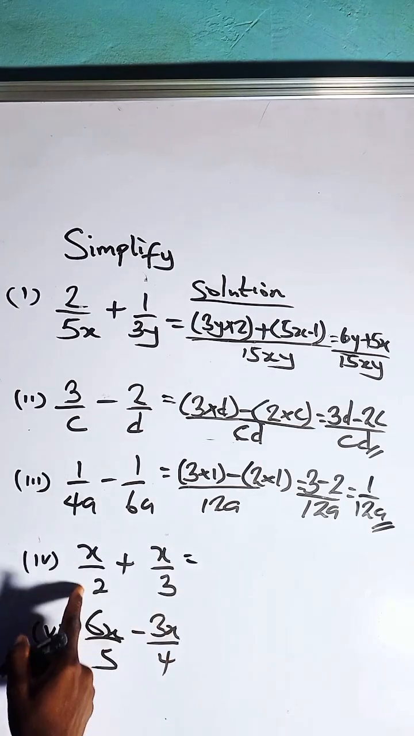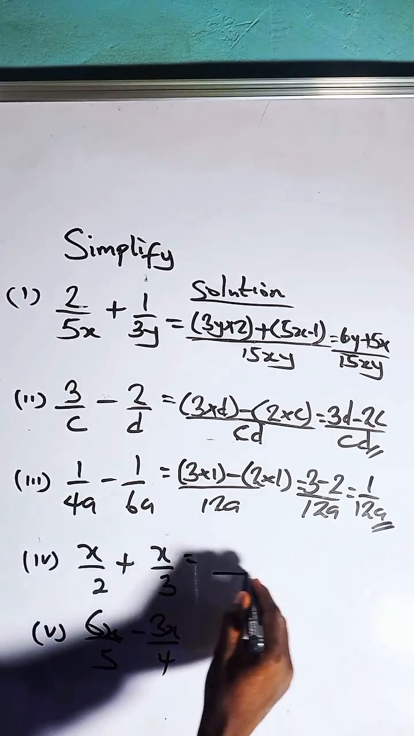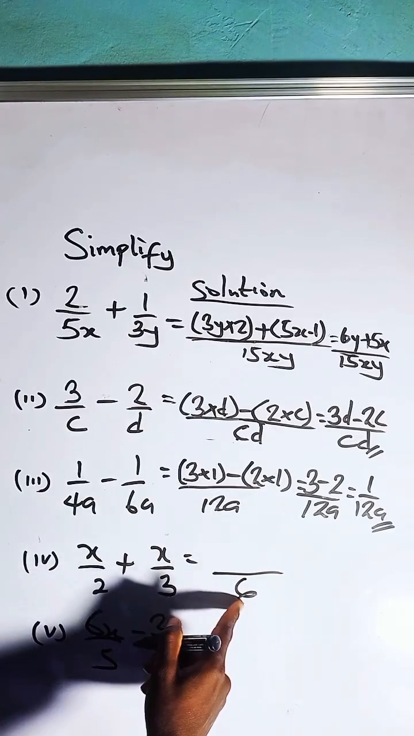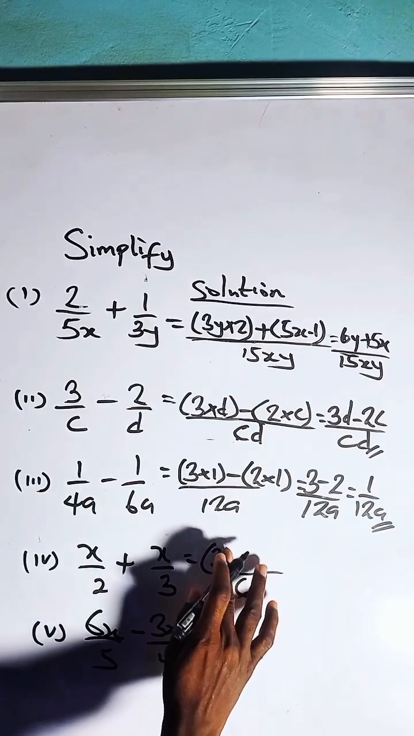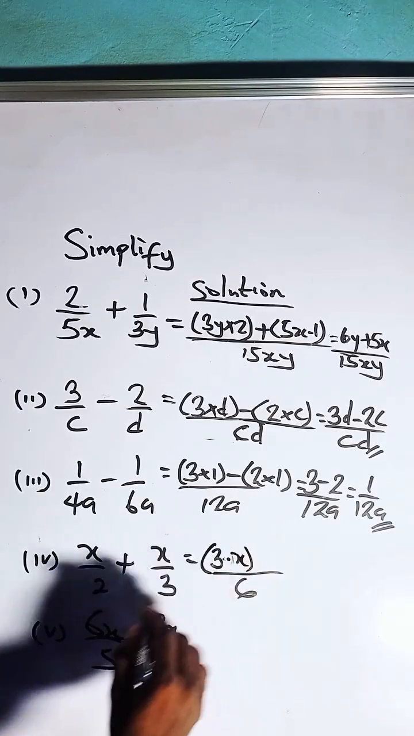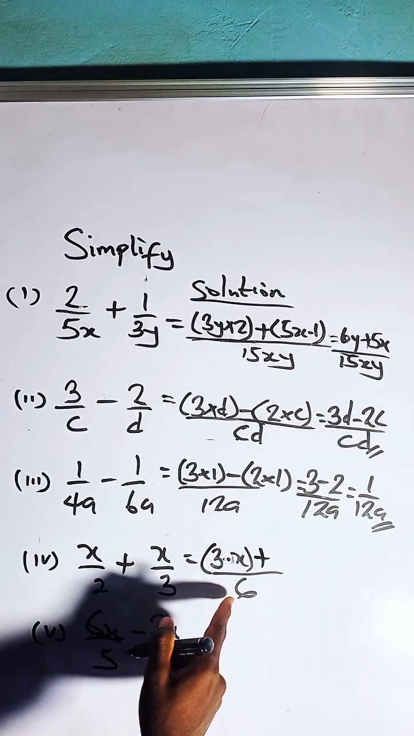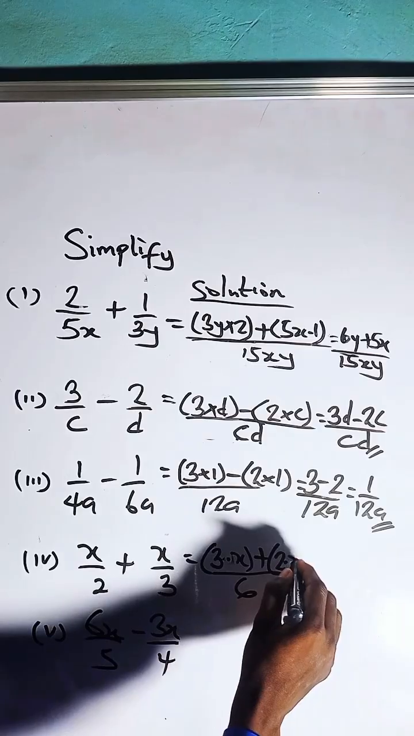And for x over 2 plus x over 3, the least common denominator is 6. So for 6 divided by 2 is 3, we multiply it by x, so 3 times x, plus, the next thing we do, we divide this by this, so we have to multiply by this, so we have 2 times x.